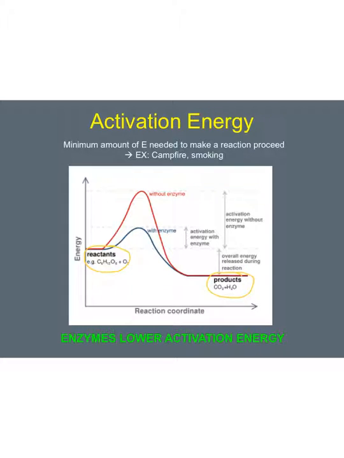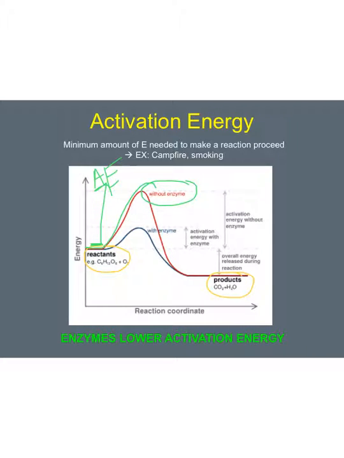So this is showing you activation energy. And so without the enzyme, this is showing you the level of activation energy first without the enzyme. That's the red line. And this is the minimum amount of energy needed for a reaction to proceed. So you can see we have this big hump that we have to get over. So all of this from here, starting at our reactants, all the way up to the top of that graph, that is our activation energy.